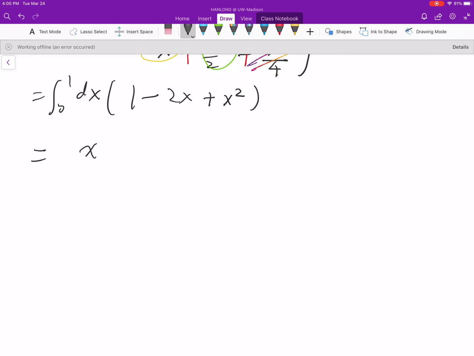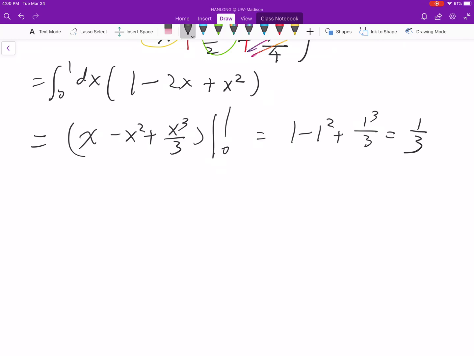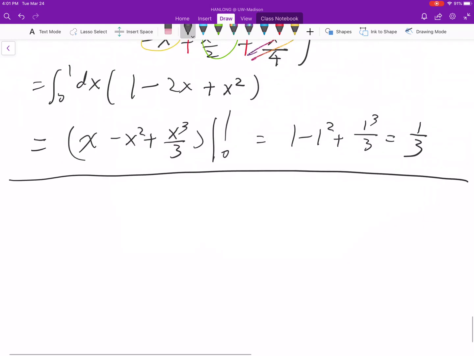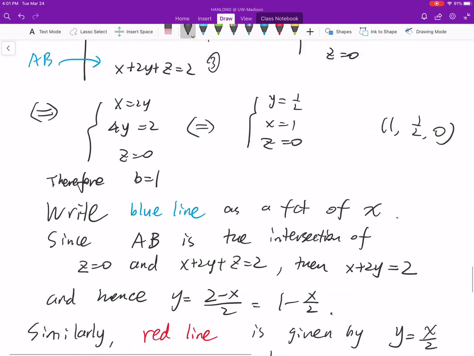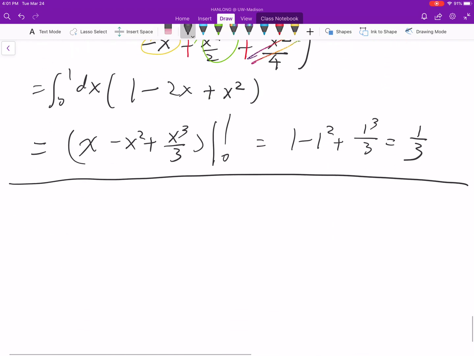And finally, we do this simple integral x minus x squared plus x cubed over 3, from 0 to 1. So it's 1 minus 1 squared plus 1 cubed over 3, which is 1/3. Okay, so this is an example of the application of double integrals to calculate the volume of some solid.